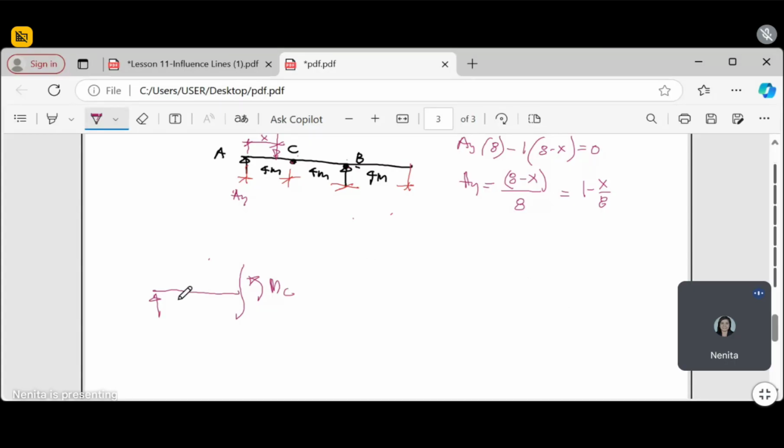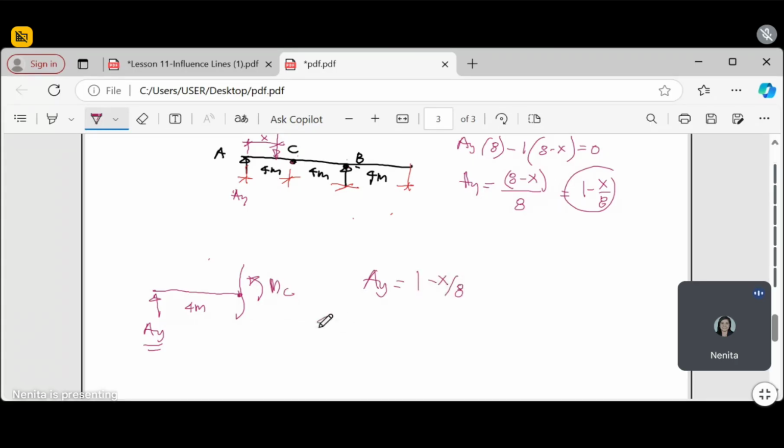Let's say, sabihin natin na andun na si 1 sa kabilang side, wala na siya. So, ang atin na lang nabilin is AY, and C is 4 meters. Pero, may value na tayo ng AY. Your AY is equal to 1 minus x over 8.